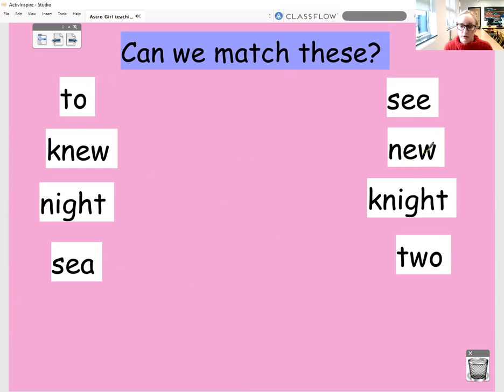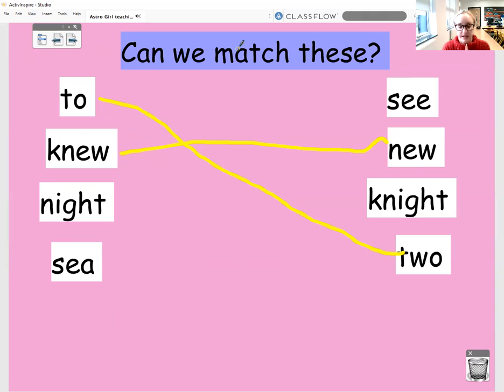N-E-W, new, night, two. It's that one there. So I'd have to match the two of them up, and then I would do the same for the other ones. You've got a big sheet now where I want you to either print them off and cut them up, or have a go at writing them down and match all the different homophones up at home. So have a little go at doing that for me.